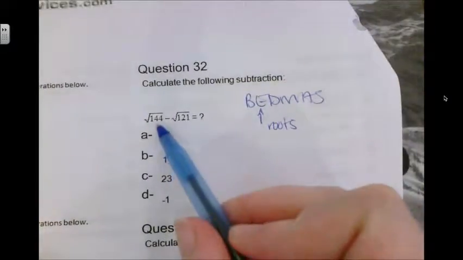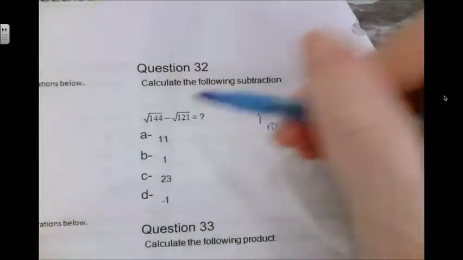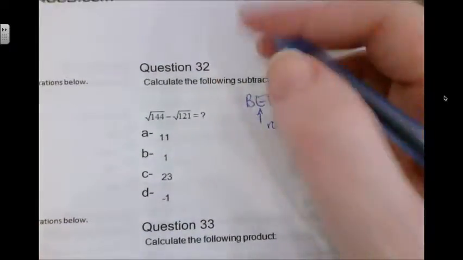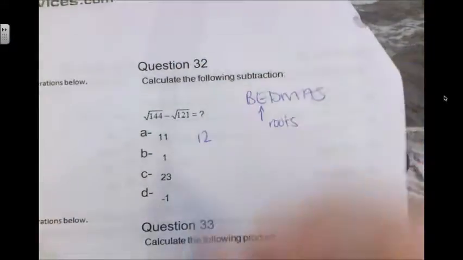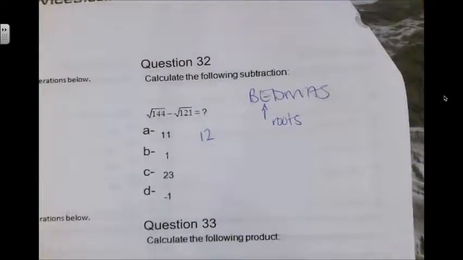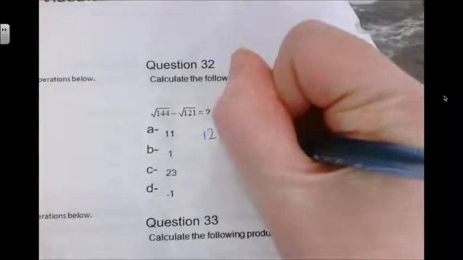So square root of 144, that's asking you what number, when you multiply it by itself, gives you 144. So you should have memorized this from your times tables. So 12 times 12 makes 144. So in this case, my square root of 144 is 12. And my square root of 121, so what number multiplied by itself gets 121? So that would be 11.